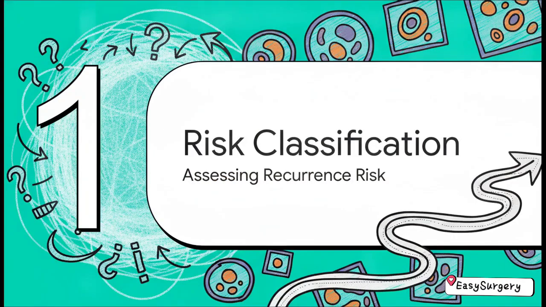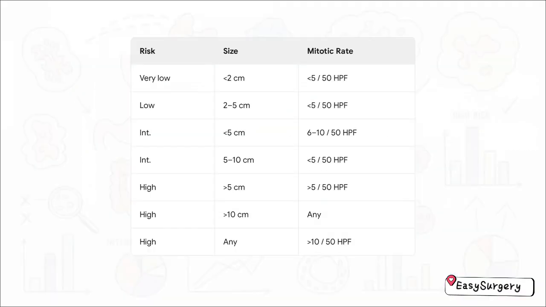Section 1. GIST risk classification. Okay, let's dive right into assessing recurrence risk, because honestly, that risk dictates literally everything else we do. Historically, we use the original NIH classification system, which scored the risk of recurrence using basically just two variables. You had tumor size and you had mitotic rate. This system breaks it down from very low all the way to high risk.